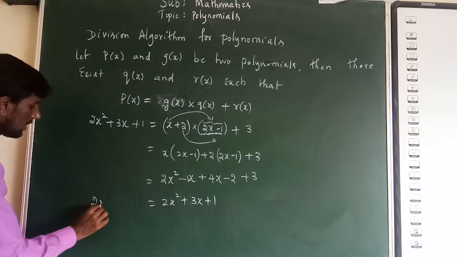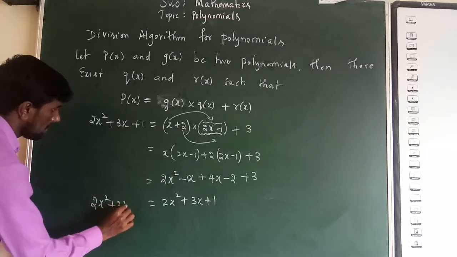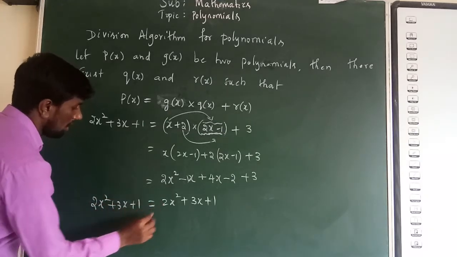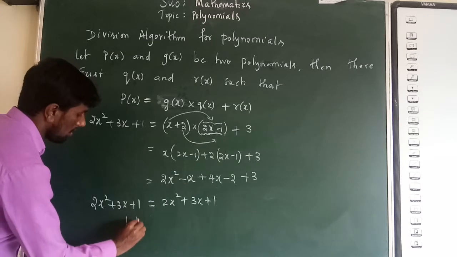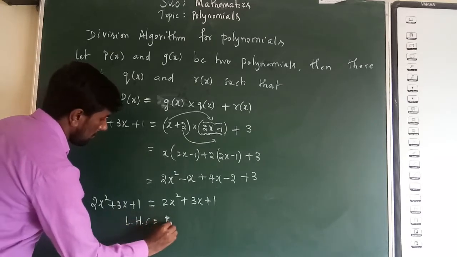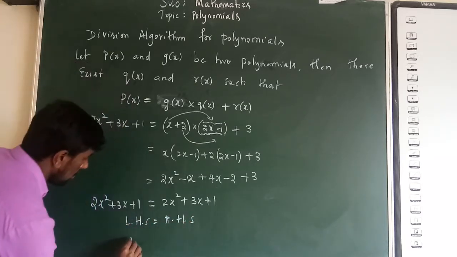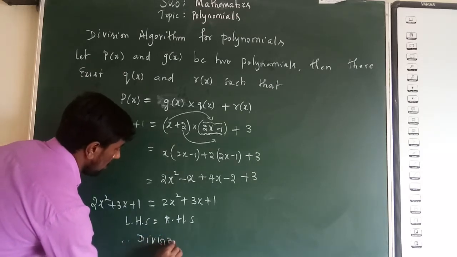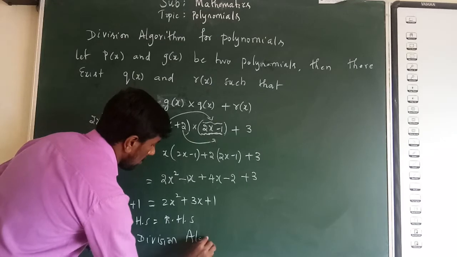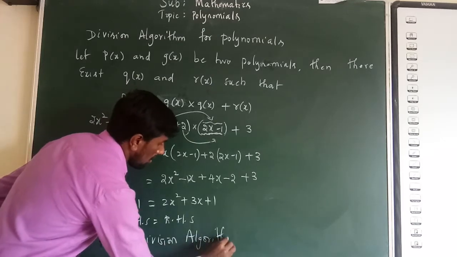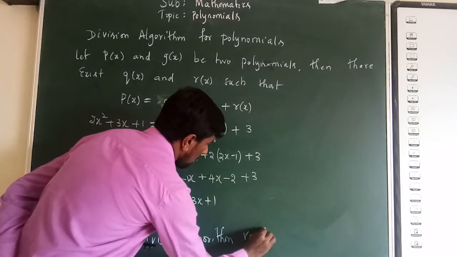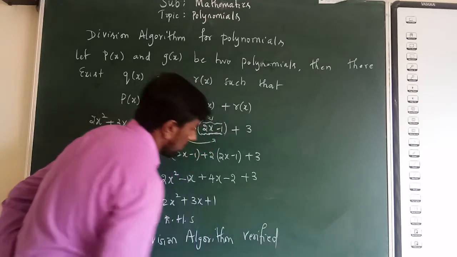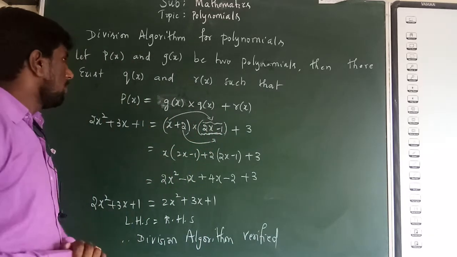Here I am having in the LHS 2x square plus 3x plus 1. Correct? So LHS is equal to RHS. So therefore division algorithm is verified. Okay. So this is division algorithm verified.